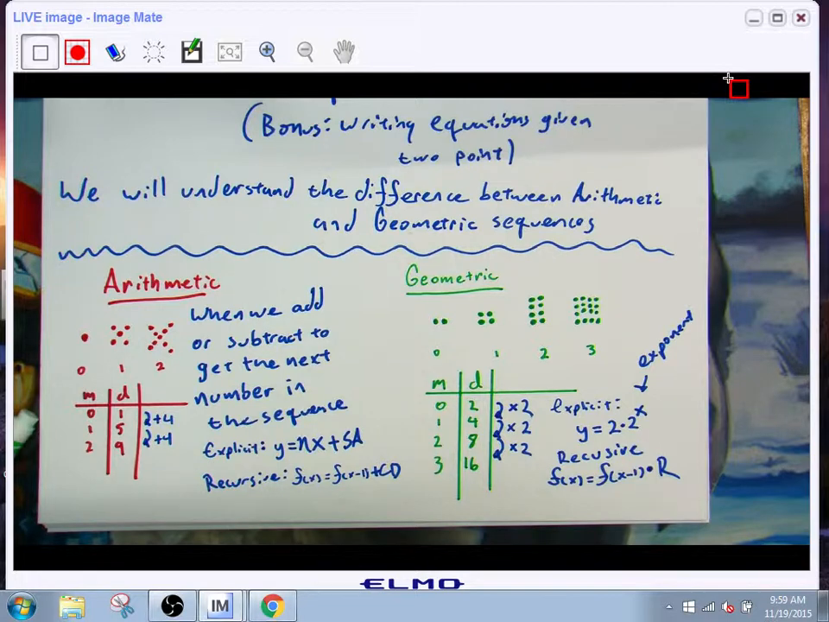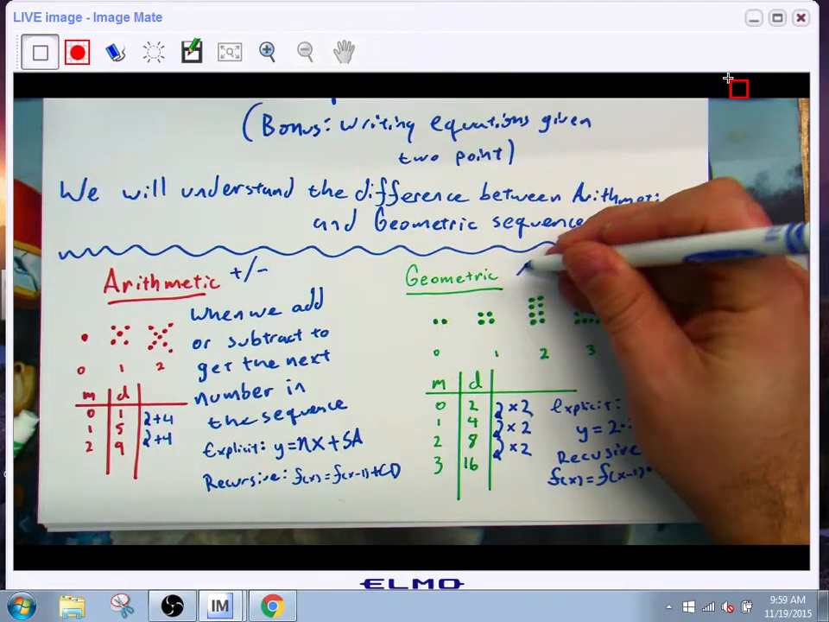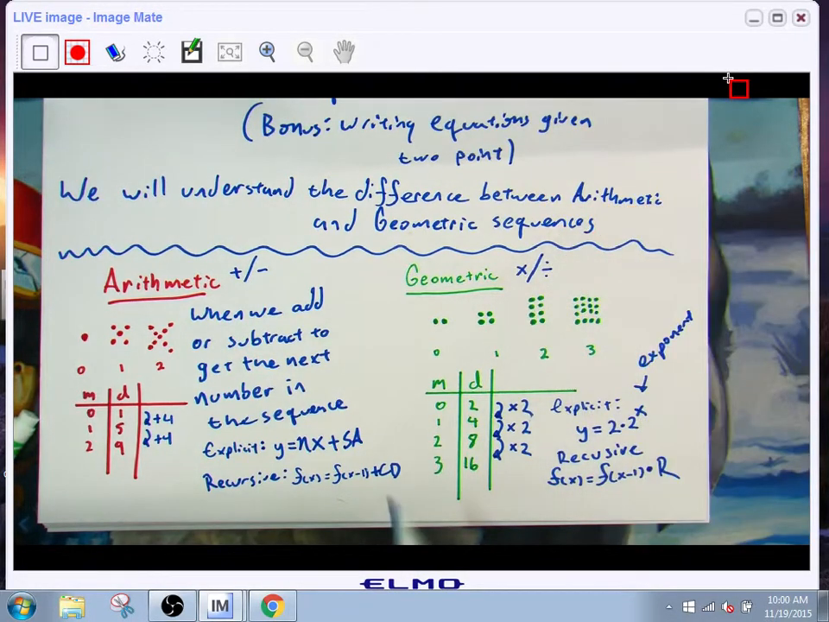So what is the main difference between arithmetic and geometric? Can somebody just sum that up real fast? What is the key difference between what's going on in the red in the arithmetic and what's going on in the green in the geometric? What's the main thing going on there? Connor? Exactly. So in arithmetic, we're going to be doing pluses and minuses. In geometric, we're going to be multiplying and technically division as well. So those are the things that we're looking for.